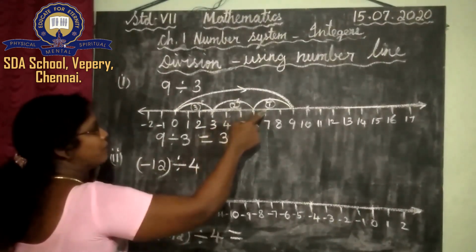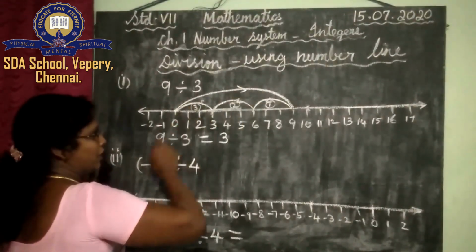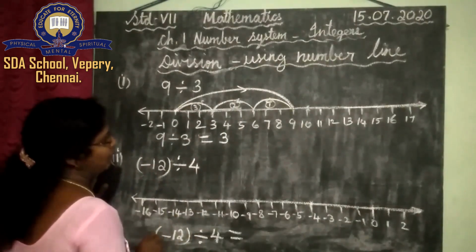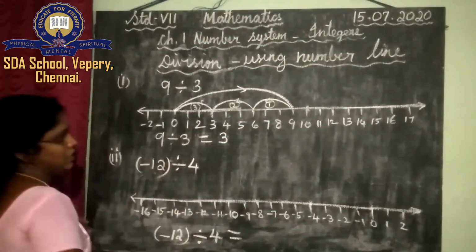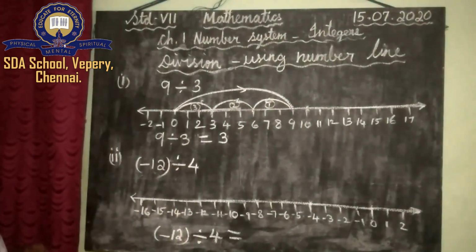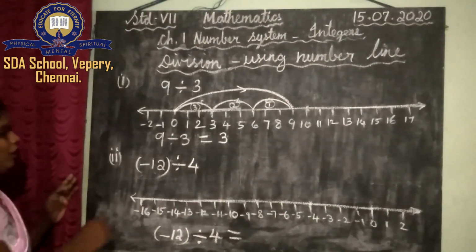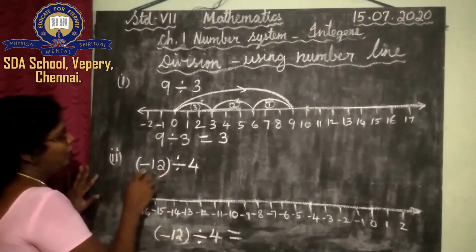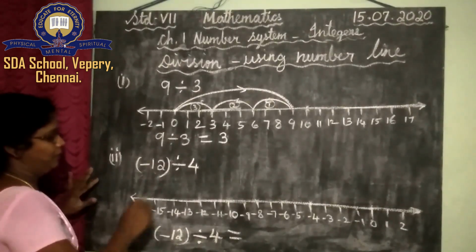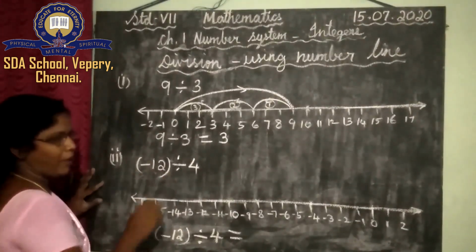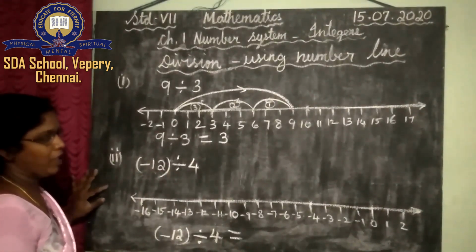So how many times did it pass? 1 2 3. It has traveled on the reverse side. So our answer is 3. 9 divided by 3 is 3. Okay. One more sum we'll do with a negative number. Minus 12 divided by 4.